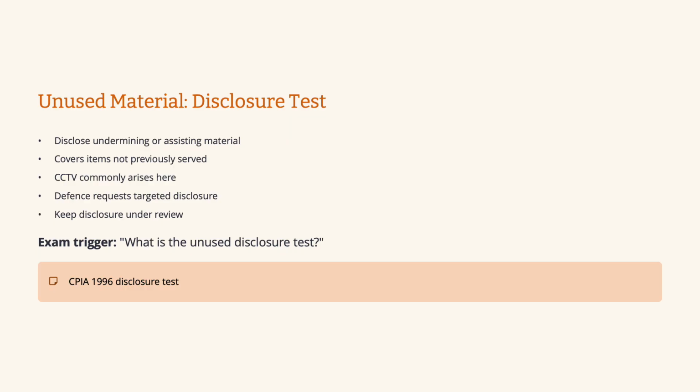The prosecution must keep disclosure under continuous review. As the case develops, material that previously did not meet the test might become disclosable. So in exam, they can ask, what is the unused disclosure test? Material that might reasonably undermine the prosecution case or assist the defense. That's what we need to understand from this slide.